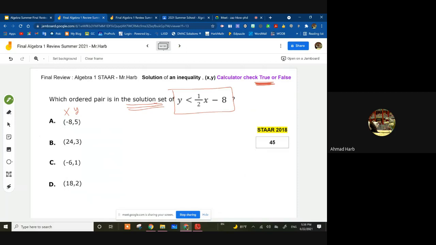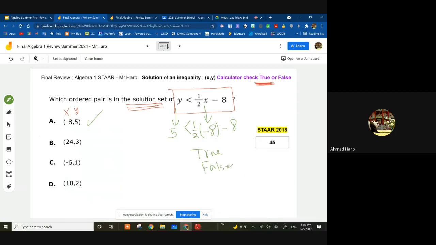If I say my first point is the correct answer, that means if I replace the y with 5 and I replace the x with -8, this statement should be true. So let's test it. Is 5 less than 1/2 times -8 minus 8? Is it true or false?